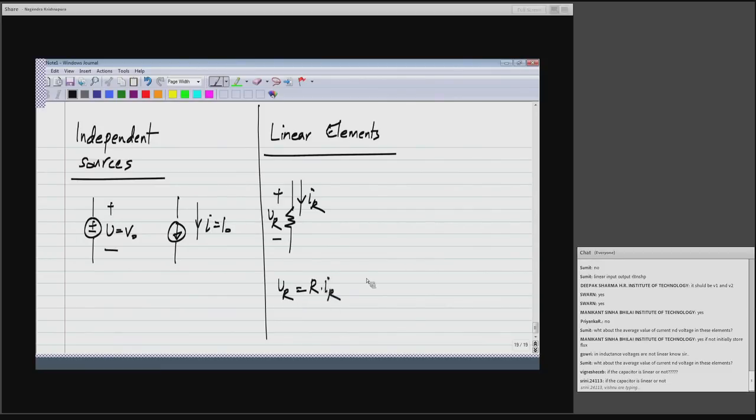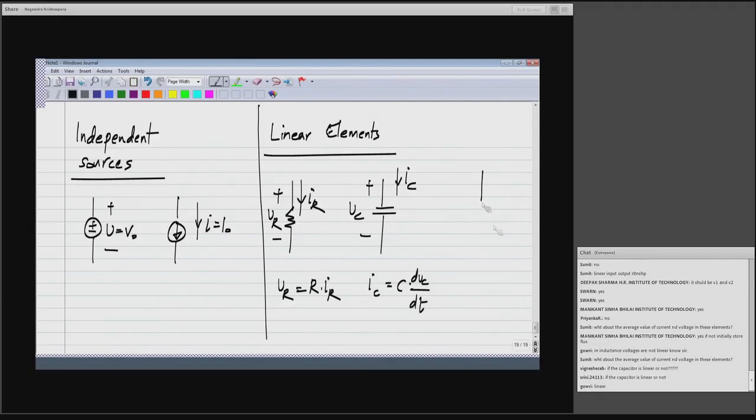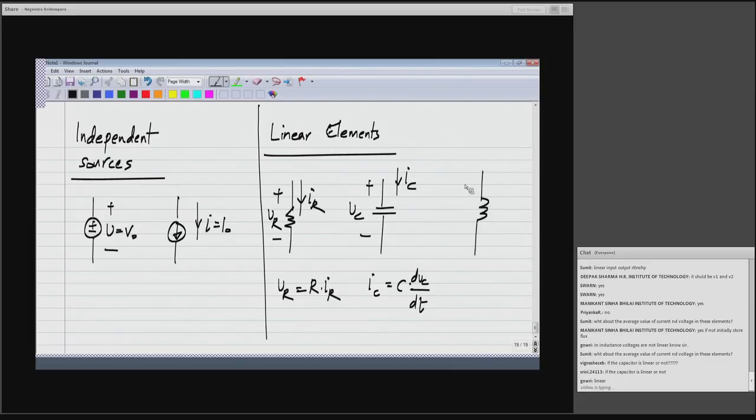A resistor, which follows Ohm's law, a capacitor whose IV are related by, and an inductor whose IV are related by.